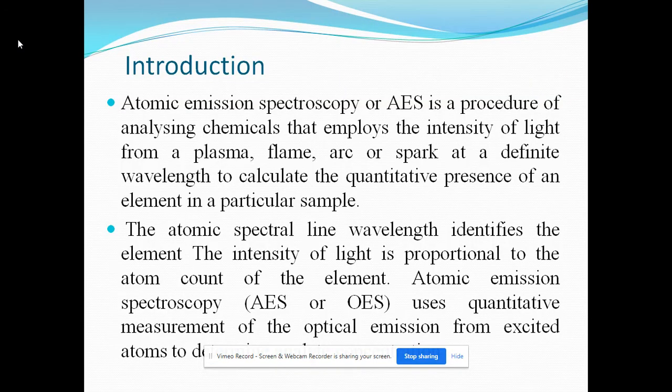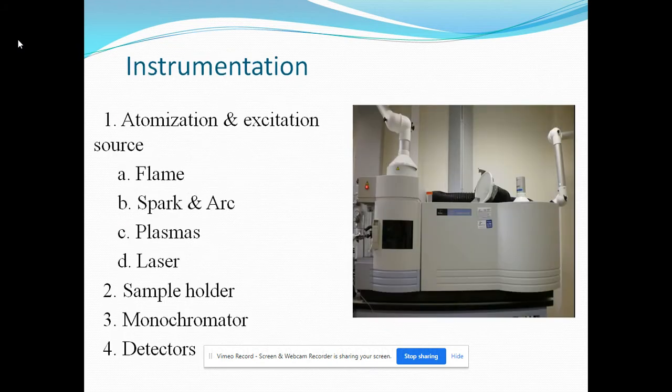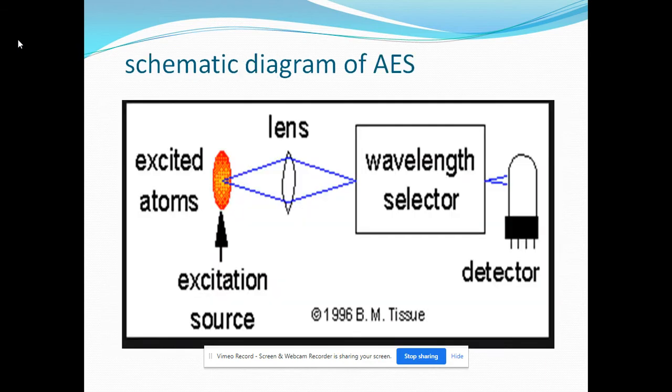This is the introduction: atomic emission spectroscopy is a procedure of analyzing chemicals that employs the intensity of light from plasma, flame, arc or spark at a definite wavelength to calculate the quantitative presence of an element in a particular sample. This is the instrumentation of atomic emission spectroscopy: atomization, excitation source (flame, spark, arc, plasma, laser), sample holder, monochromator, detectors. Schematic diagram of AES. The excitation source, excited atom, lens, wavelength selector and detector are mentioned.